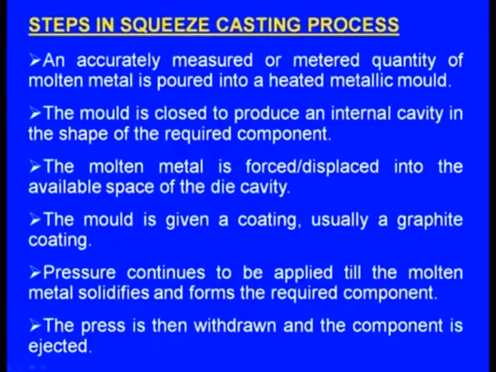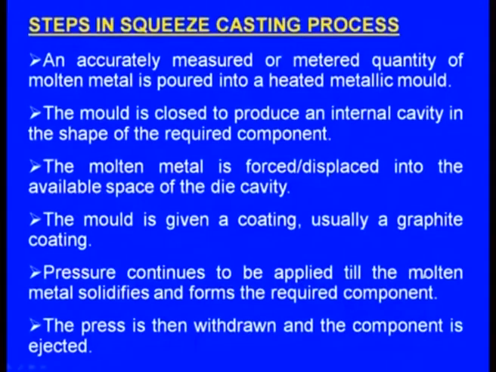Here we can see the basic difference between the squeeze casting process and the die casting process. In die casting, we apply the pressure so that the molten metal is injected into the die cavity. Once it is injected inside the die cavity, we stop applying the pressure, but here the pressure continues to be applied till the molten metal solidifies and forms the required component. That is the difference between die casting and squeeze casting.